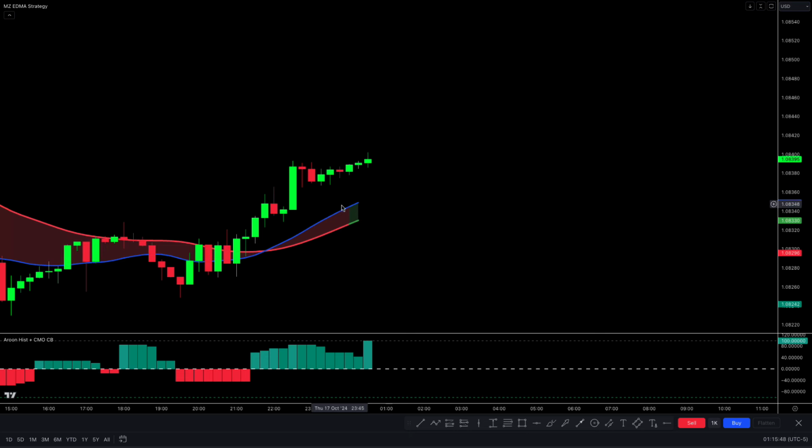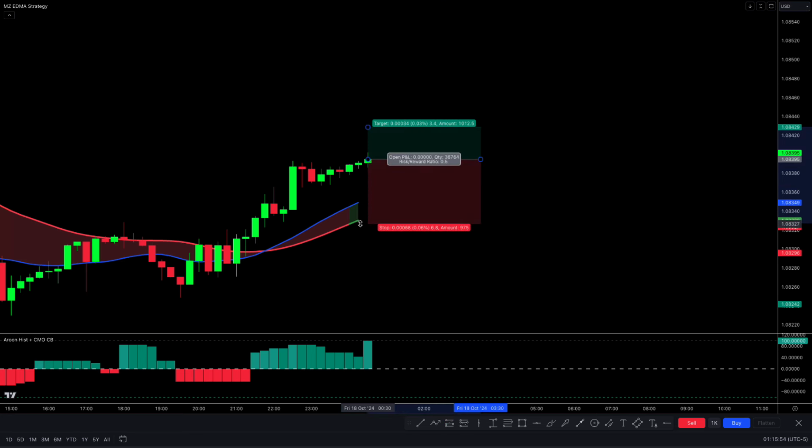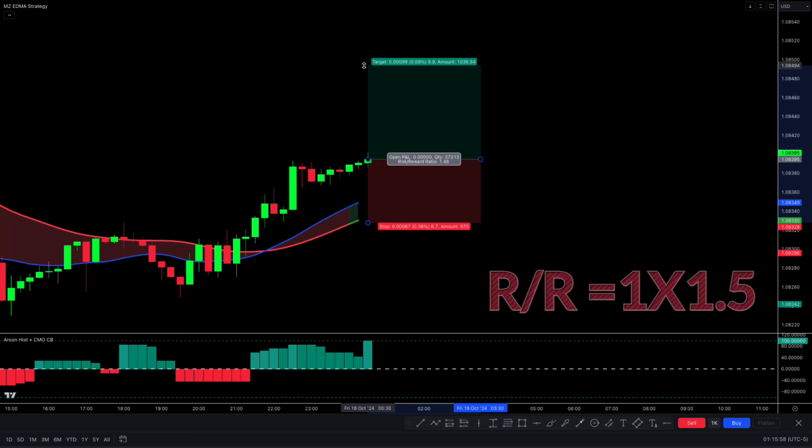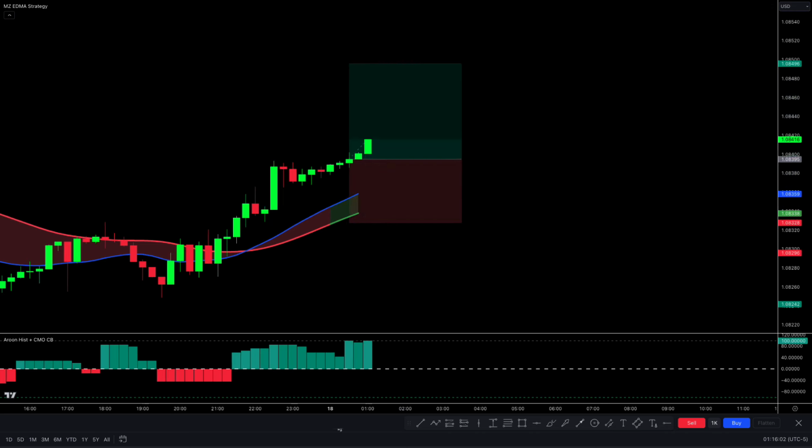Now if we look at the second indicator, the MACD plot bullish column is above the zero level. And now for the final confirmation, there should be a bullish candle. If this condition is fulfilled, then we will place a buy order. And our stop loss is to be placed below the green line, and the risk to reward ratio will be 1:1.5. How does this trade play out?